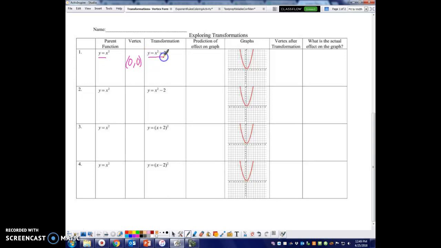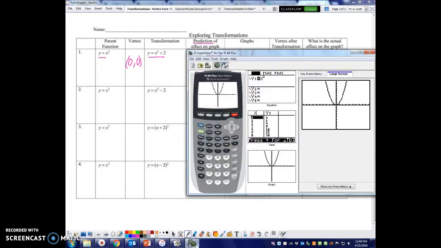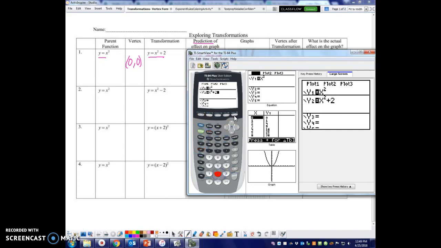Then we're given this equation. What do you predict is going to happen to the graph based off of this? It changed from x squared to x squared plus 2. My guess is that it'll move up. Okay, that's my guess. It'll move up 2. Let's see what actually happens. Y equals x squared plus 2. Graph.